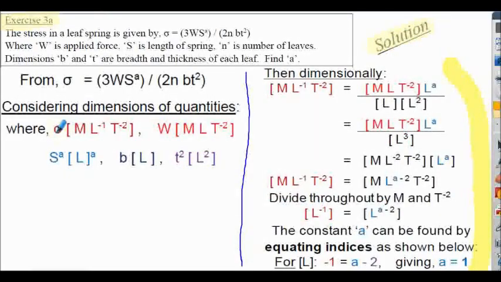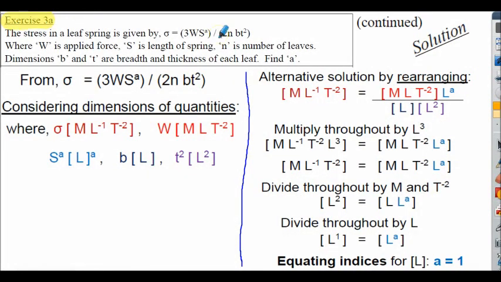Note the dimensions for stress and for weight force can be extracted from our table 2. Also note in the question that the quantity t is squared, so of course we must square our dimensions. The question requires us to find the value of exponent a, shown here, and from the analysis a is equal to 1. And here's exercise 3a, an alternative solution to the problem. There's a slightly different approach here, but the answer for a, of course, is exactly the same.